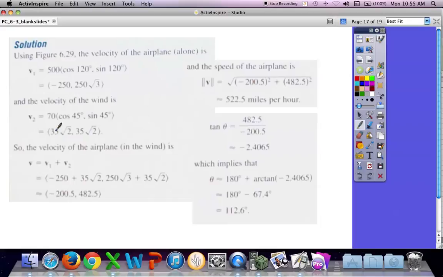Okay, how do we add up V1 and V2? Add up their components. Right? Add up negative 250 plus 35 root 2. That's this right here. Then add up 250 root 3 plus 35 root 2. That's this. Again, you could just turn it all into a decimal. If you did that, you get this component form of a resultant vector. Right, this is the resultant.